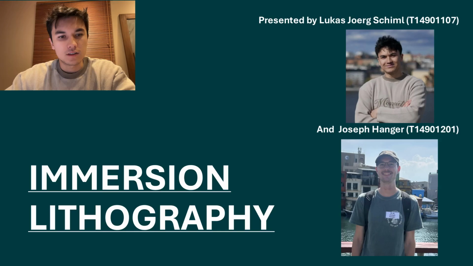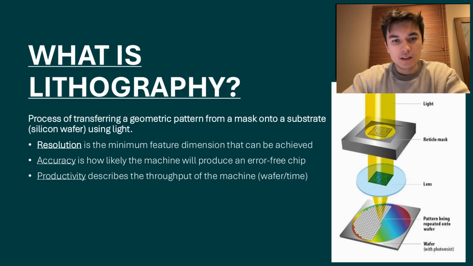So basically, we need to first clarify what exactly is lithography. Lithography is the process of transferring a geometric pattern from a mask onto a substrate. Most of the time it's a silicon wafer using light. Here on the image on the right you can see the light beam going through a mask and being focused by a lens onto a wafer.